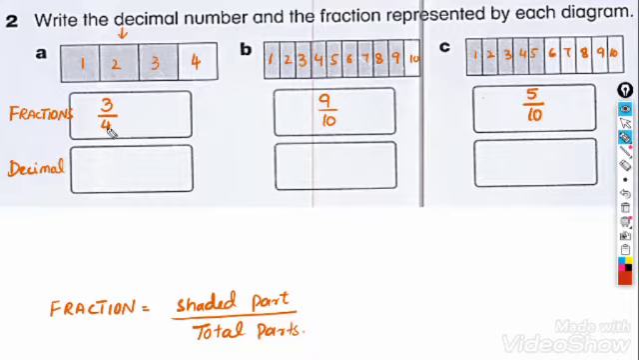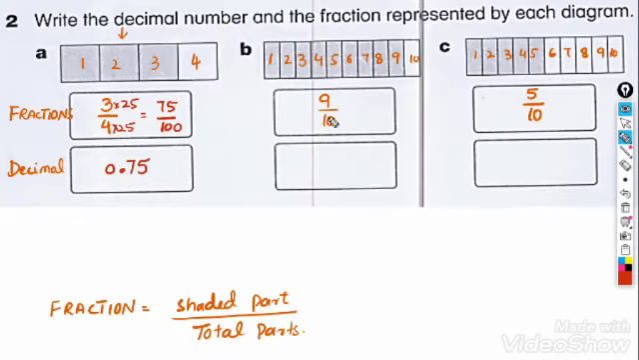Now you know that 3 upon 4 cannot be changed into a decimal directly. We have to convert the denominator into 100. So multiplied by 25 like we did before, it will become 75 upon 100, and this 75 upon 100 can easily be changed into an equivalent decimal of this fraction. So it will become 0.75.